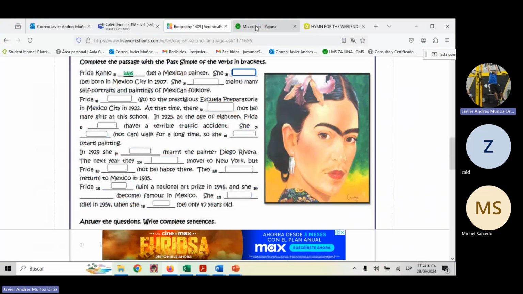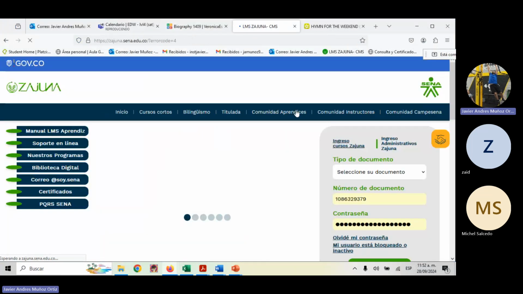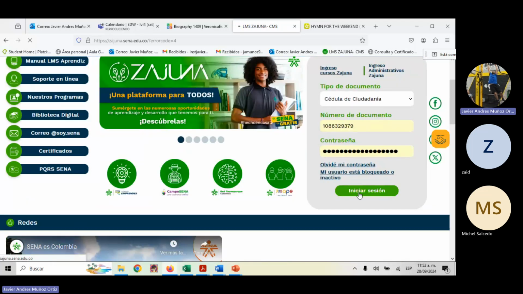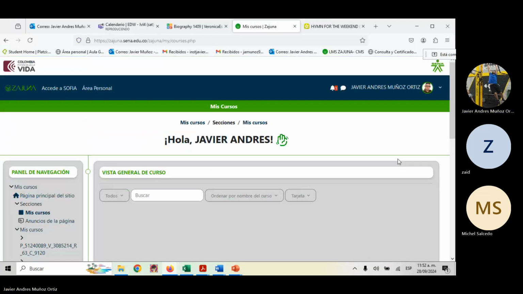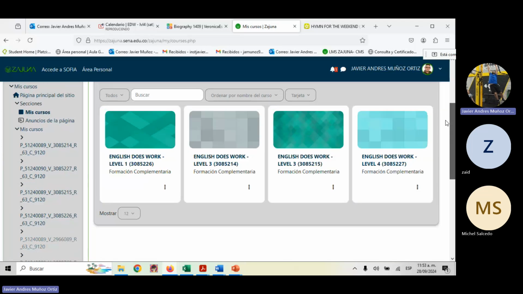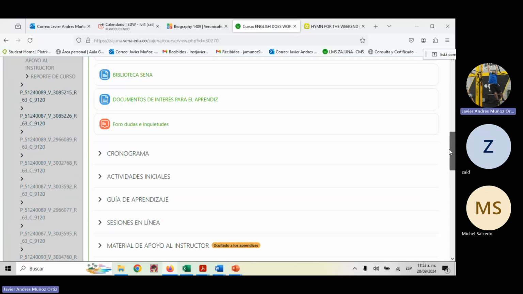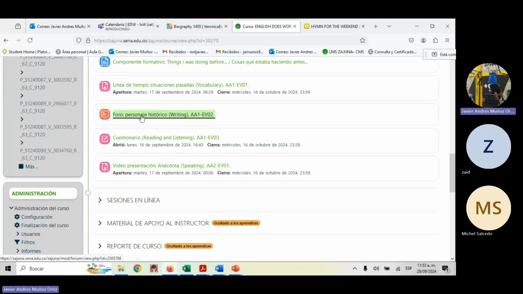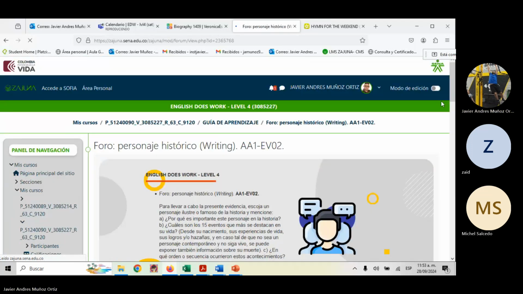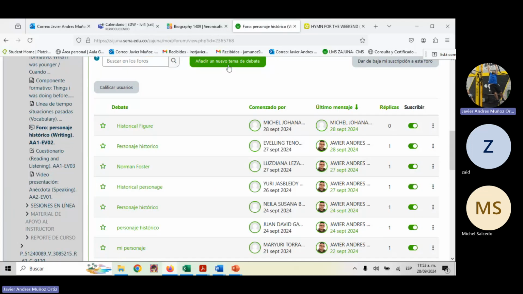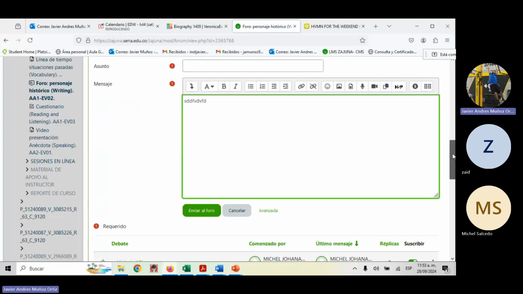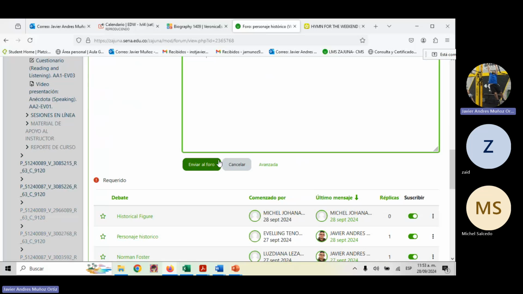So where are we going to find the forum? We already studied this, we already mentioned this, but it's important to do a recap. We go to Sayuna. In Sayuna, we go to our course, English level, English as Word level 4. We go to Guía de Aprendizaje, Foro Personaje Histórico, and in here we type Añadir nuevo tema, we type our intervention, and finally we click in Enviar al foro.